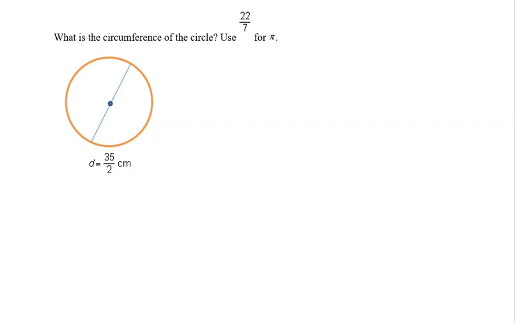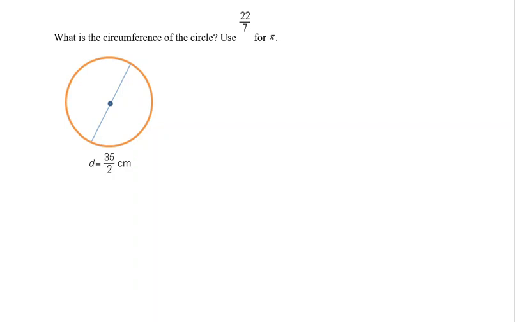When we talk about the perimeter of a rectangle, we're talking about the distance around the figure, which means add up all the sides. But because we have a circle and it's one curved segment, we have a different word to represent the distance around, and that is circumference.